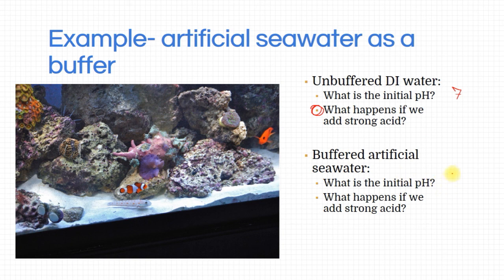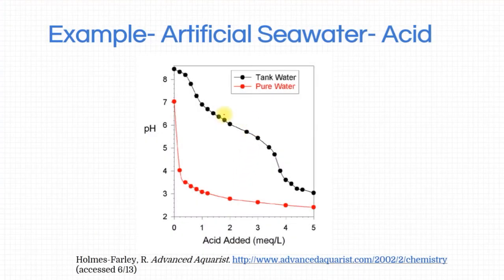On the other hand, if I buy the expensive manufactured buffer for saltwater tanks, they have a pH, you can adjust this, but basically it's about 8.4, so it's a little bit basic. It's buffered though, so what's going to happen to the pH if we add acid? Same amount as in the first part of the question. Okay, so pause the video and give those a quick answer.